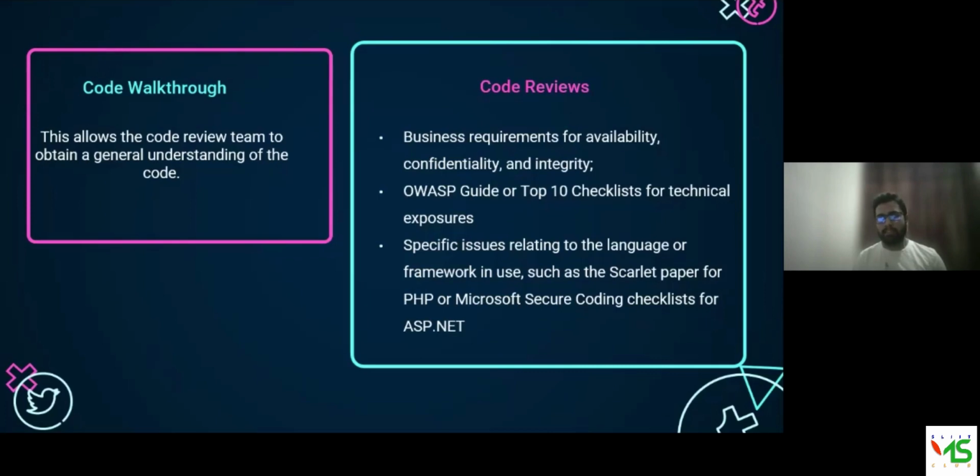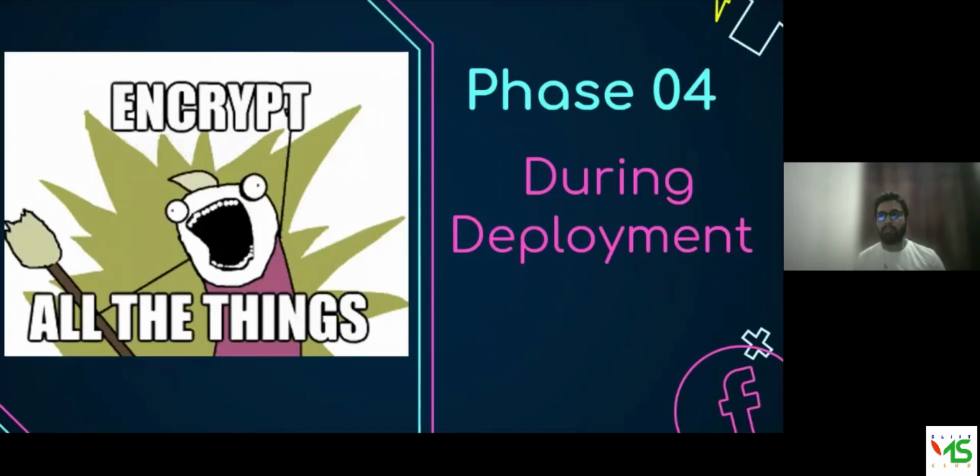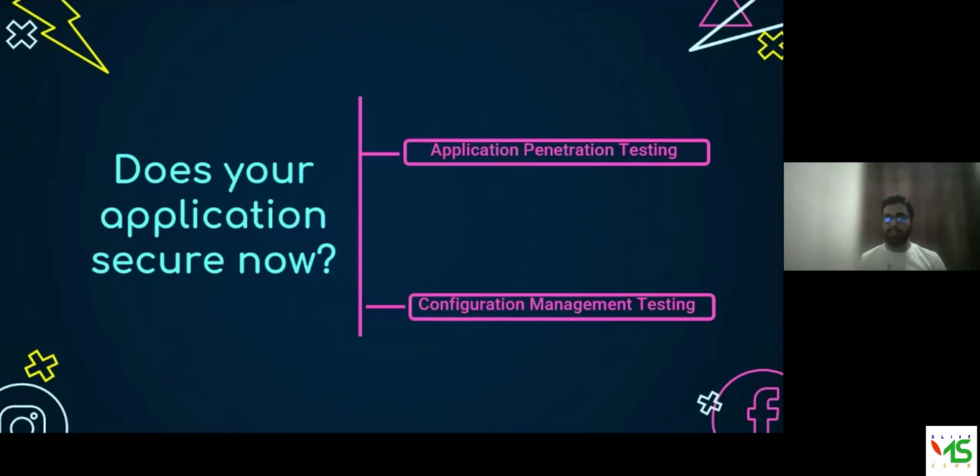Let's see what is phase 4, during deployment. This is a very interesting phase. Application penetration testing: you can penetration test the application after it has been deployed because it provides an additional check to ensure that nothing has been missed. And you can do configuration management testing. You can review configuration aspects, no matter how small, to ensure that none are left at the default setting that may be vulnerable to exploitation.